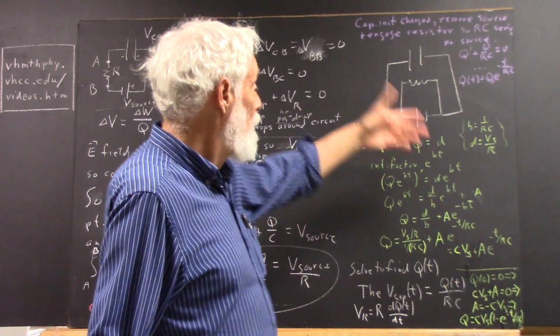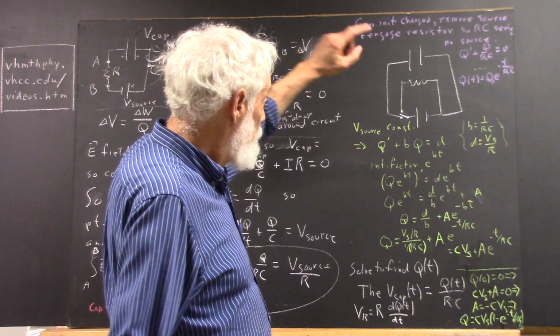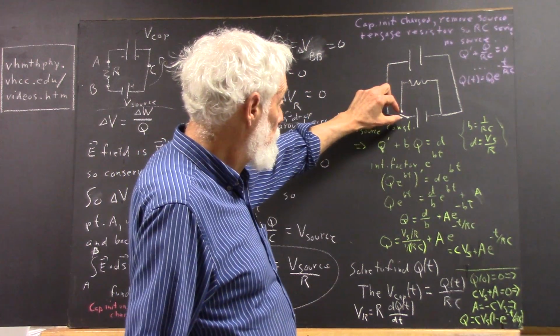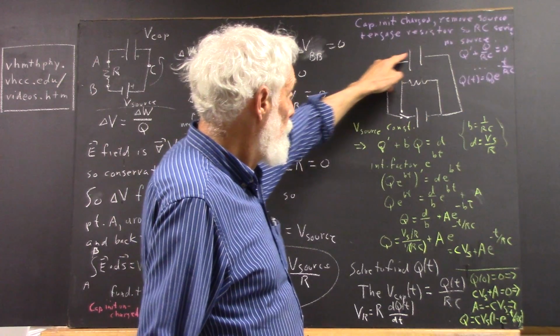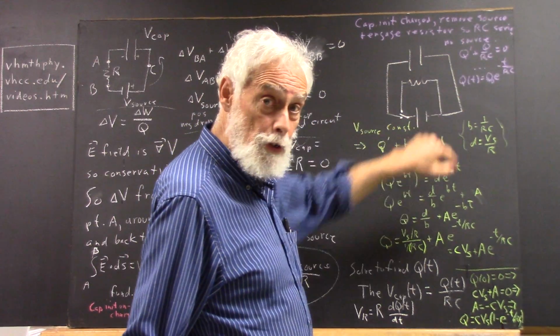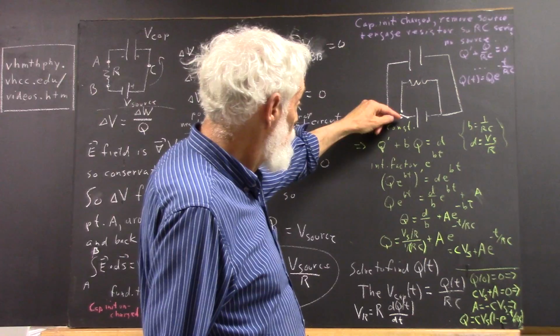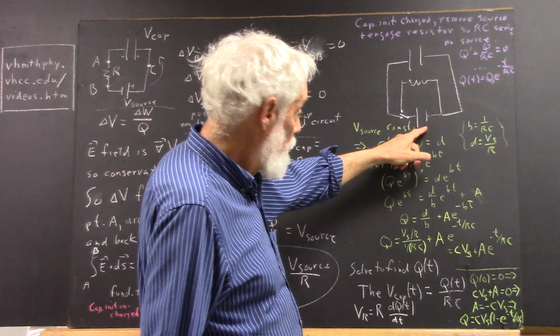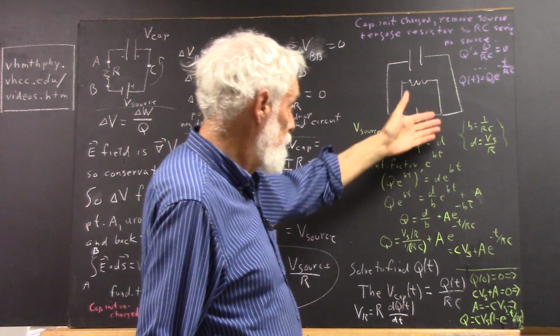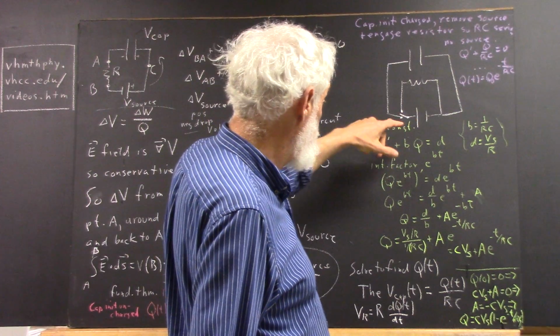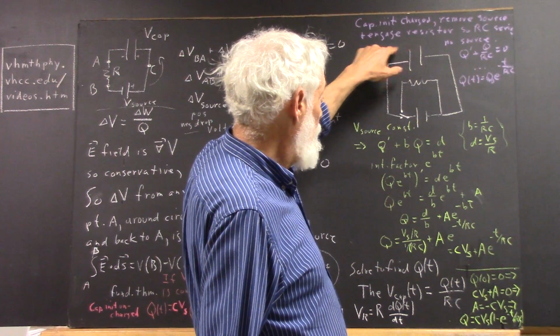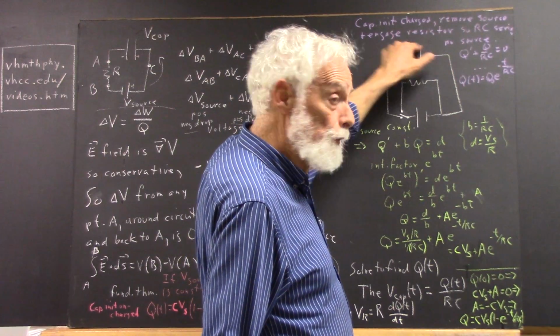Okay, so anyhow, again, this circuit, we have a switch that we can throw this way so that the source will charge the capacitor. Or we can throw this way, taking the source out of it because there's no way for current to flow if the circuit isn't complete, so that the capacitor will discharge through the resistor.